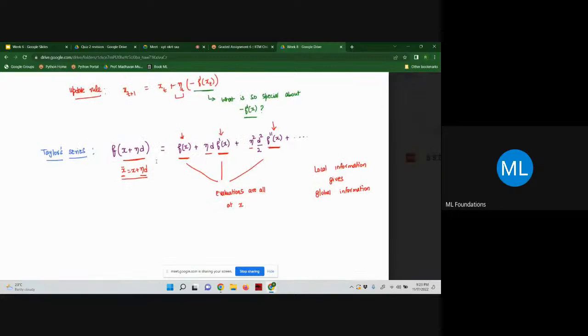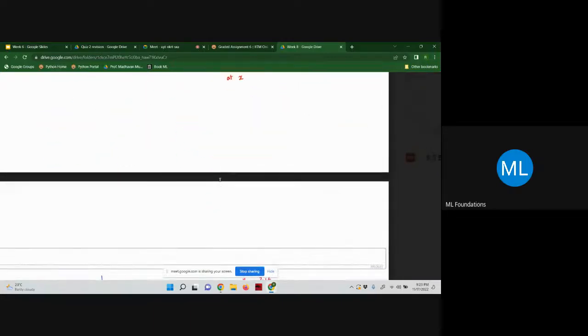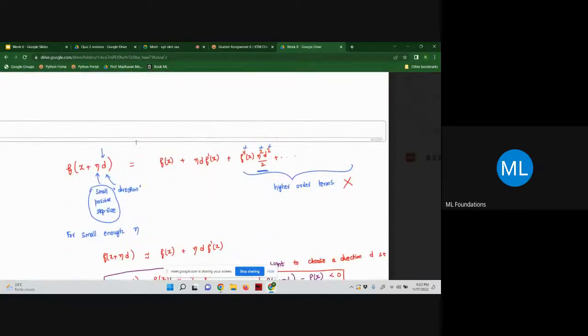Okay, so using this, let's say if your eta d is small, then eta square d square by 2 will be very small, and eta cube d cube by 3 will be even smaller. So you can just ignore those higher order terms.